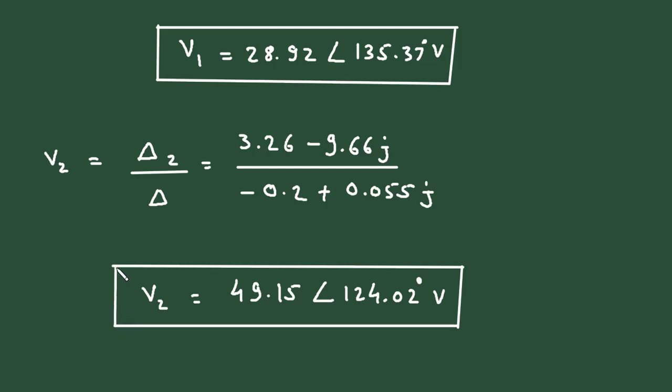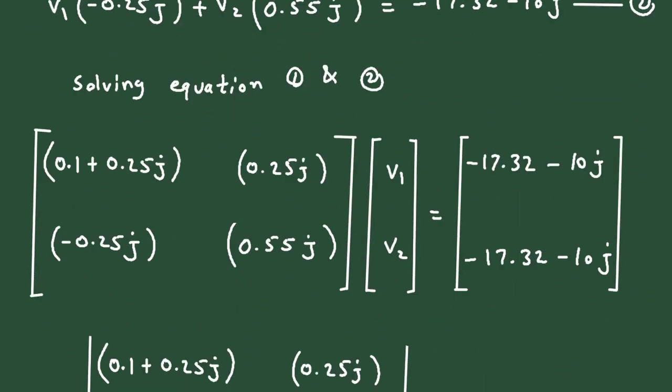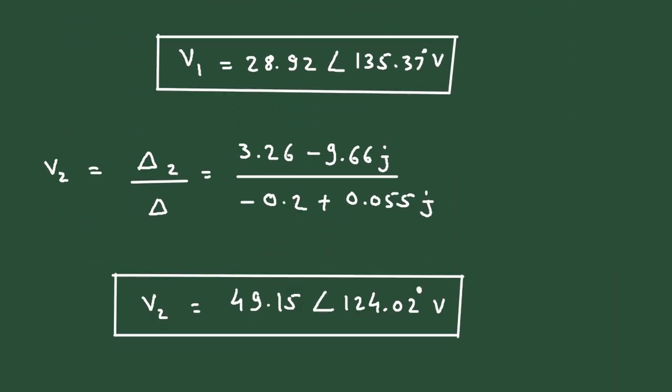In this problem, what we have to find? We have to calculate the voltage at nodes 1 and 2. So here we have to find this node voltage and this node voltage by using nodal analysis. So here, this is how we can find the value of node voltage V1 and V2 by using nodal analysis.